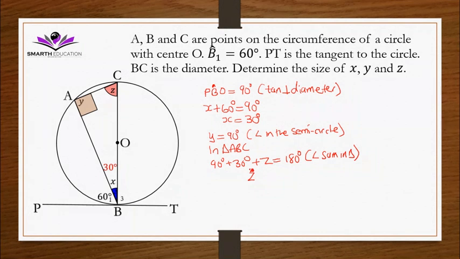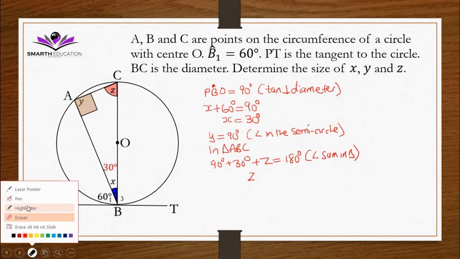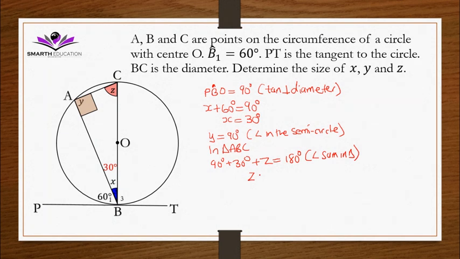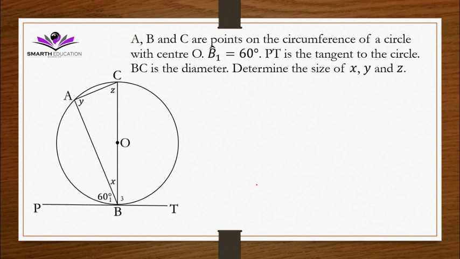No, we don't need that. Angle z here is equal to, let me just erase that because we don't need that. Okay, yes, perfect. So angle z is equal to 180 minus 90 minus 30, which is 60 degrees. So angle z is 60 degrees. Done.